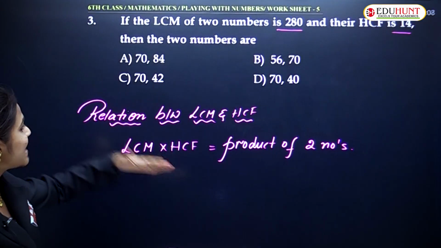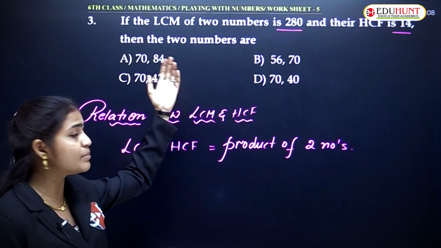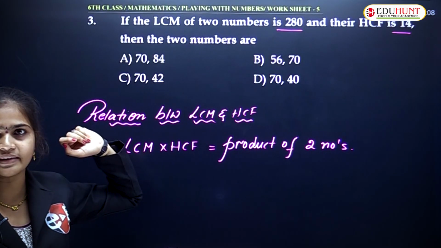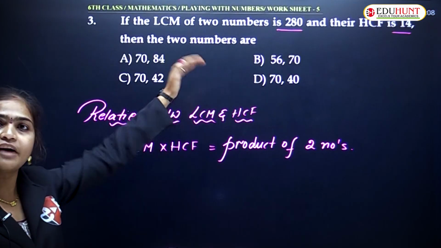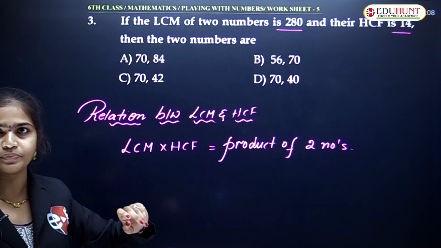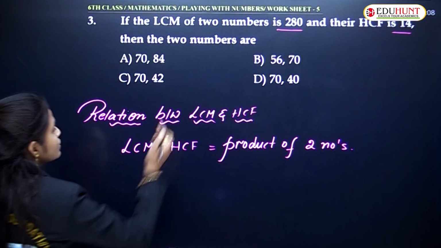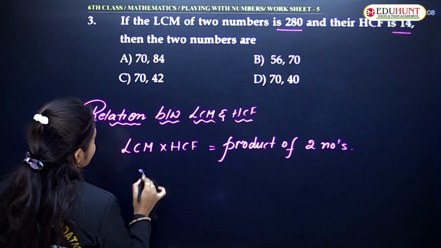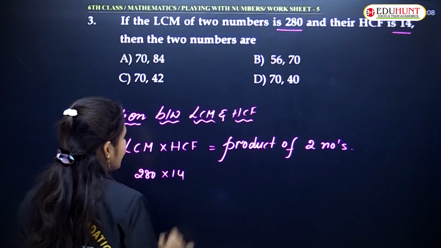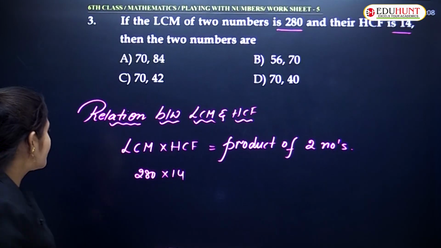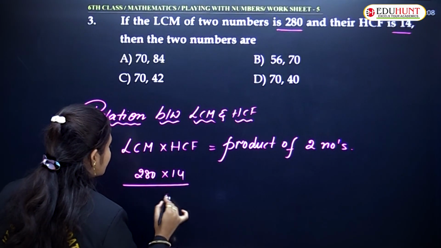So, which option satisfies that one? First we have to check that. No need to check what is the LCM of those two numbers, what is the LCM or HCF, no need to check like that. Just we have to take the product of the given LCM and HCF. After that, better to go through the options. Through those options only they are asking questions. See that. So, what is the LCM here? LCM is 280 into HCF. HCF is 14. Understood? So, see here. What will we get? 1400.